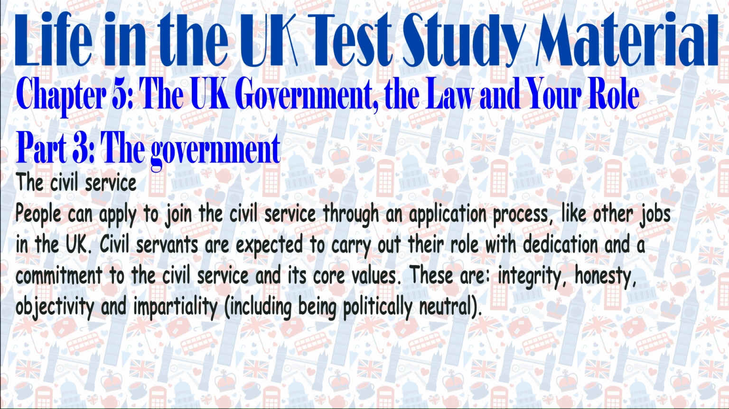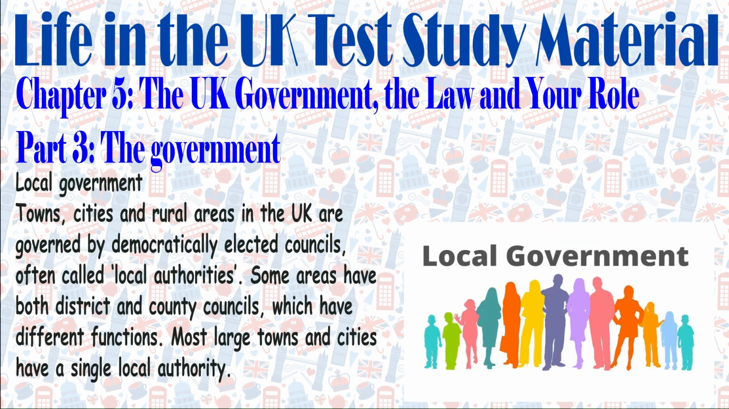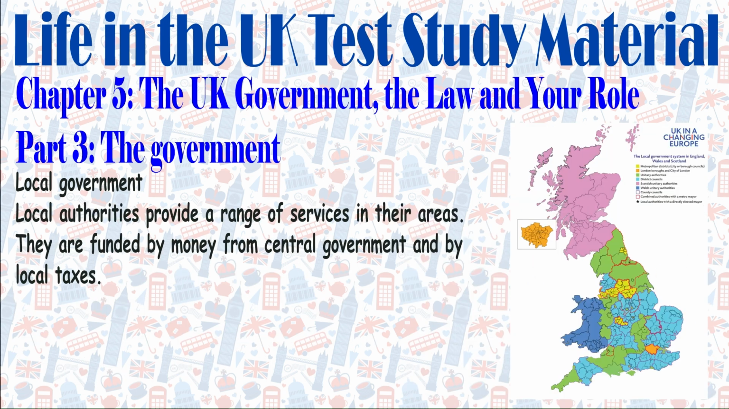These are integrity, honesty, objectivity and impartiality, including being politically neutral. Local government. Towns, cities and rural areas in the UK are governed by democratically elected councils, often called local authorities. Some areas have both district and county councils, which have different functions. Most large towns and cities have a single local authority. Local authorities provide a range of services in their areas. They are funded by money from central government and by local taxes.